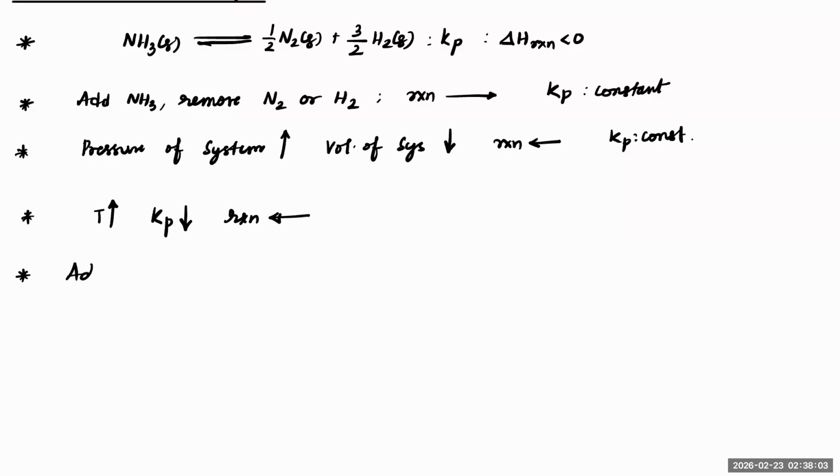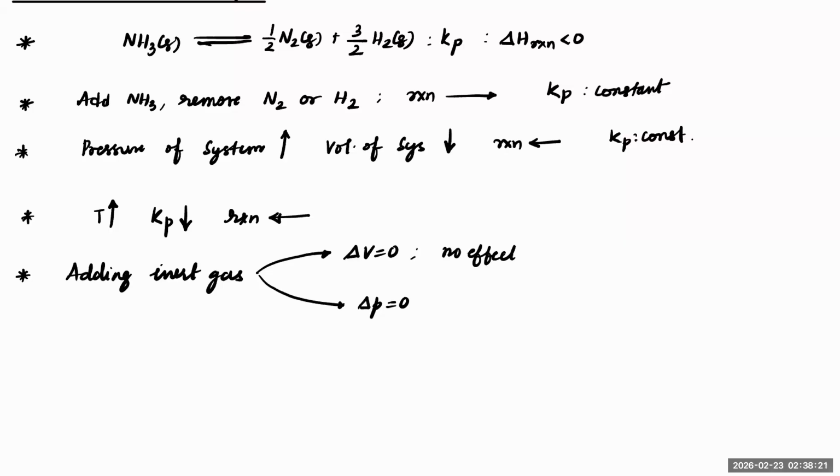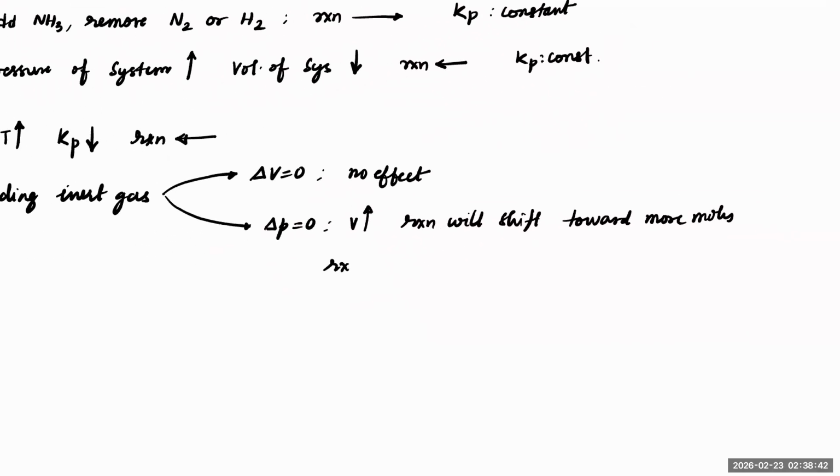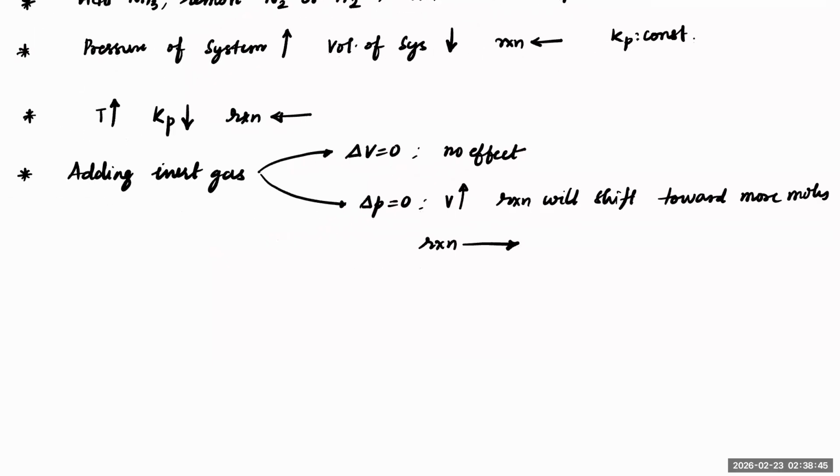Second thing, adding inert gas. If you are adding inert gas, there are two things you need to address: whether there is a volume change or a pressure change. If there is no volume change, then there is no effect on equilibrium. If there is no pressure change, which means the volume has to increase, and if volume is increasing, the reaction will shift towards more moles. In this case, where are the more moles? In the forward direction. So the reaction will move in the forward direction if inert gas is added.